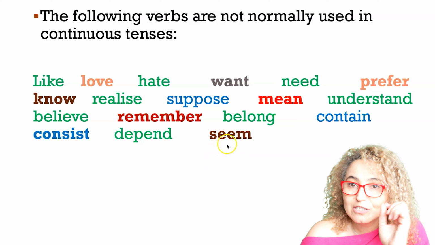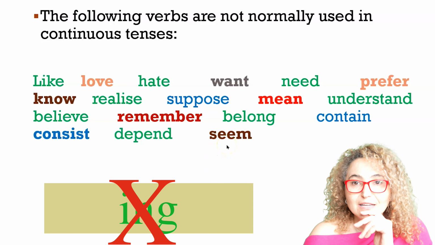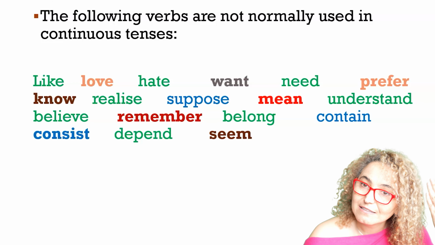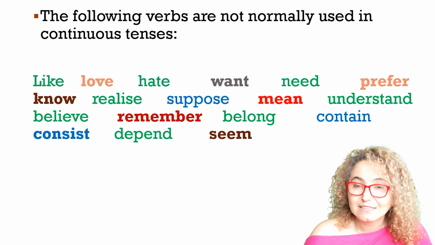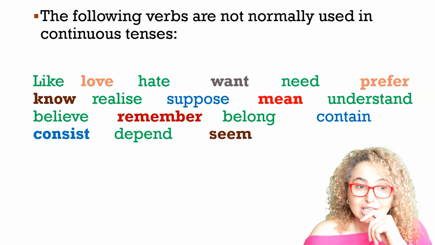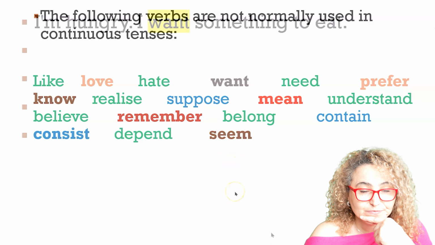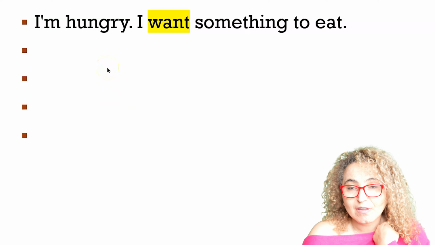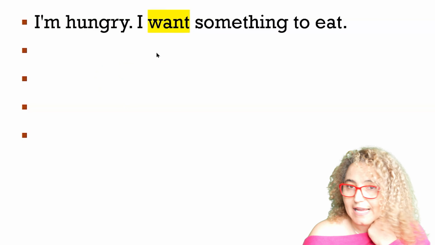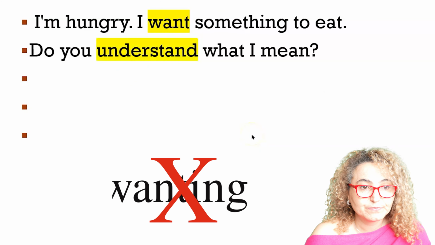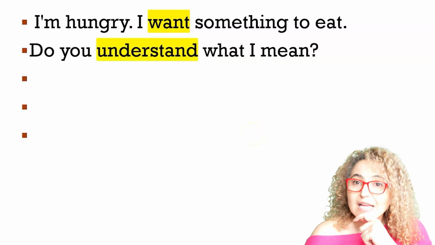So these are special verbs in English that don't take ing. Think like I said, it's something to do with your mental status, understanding. You understand. Do you understand this? Love, like, consist, contain. These are some examples. I'm hungry, I want something to eat. We can't say I'm wanting, it's wrong. I want something to eat. Do you understand what I mean?